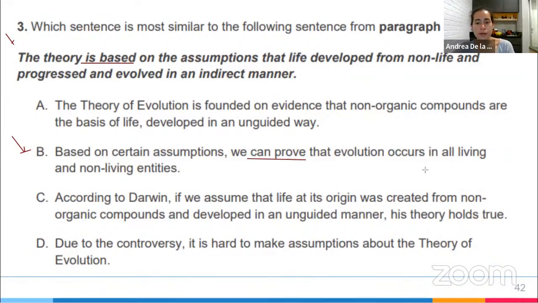Basically, that we can prove that evolution occurs this and this and that, right? So the main idea of option B is that we can prove that evolution occurs in this and that. So that has nothing to do with the main idea that we established was the one from the original sentence, right? To show what the theory is based on. So option B couldn't be the one.